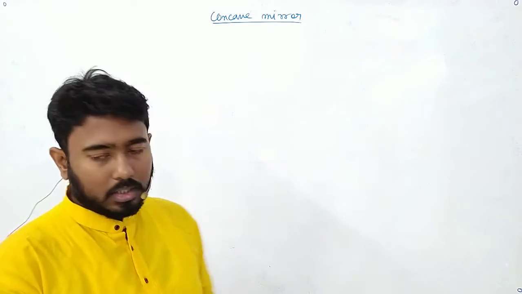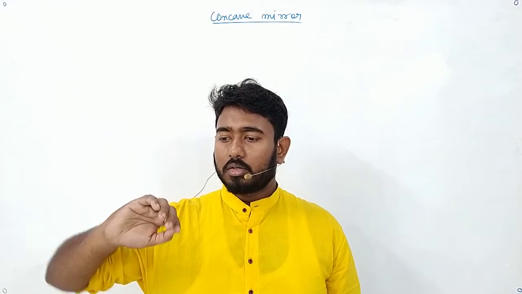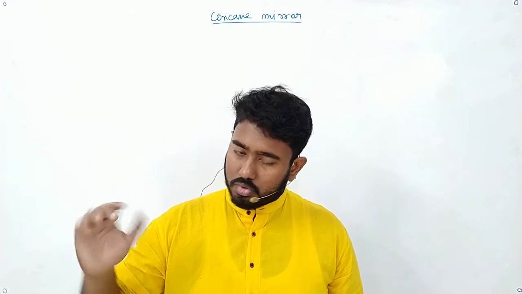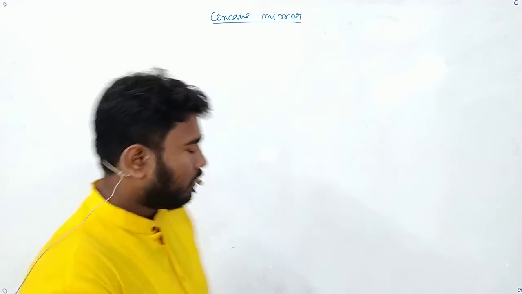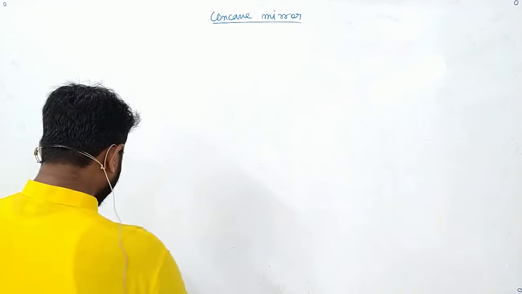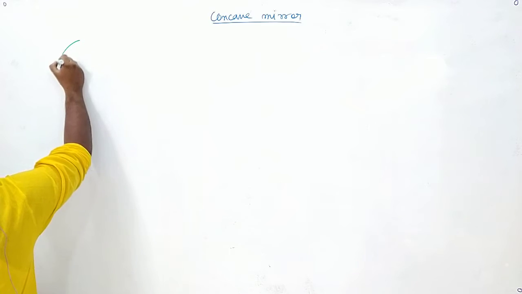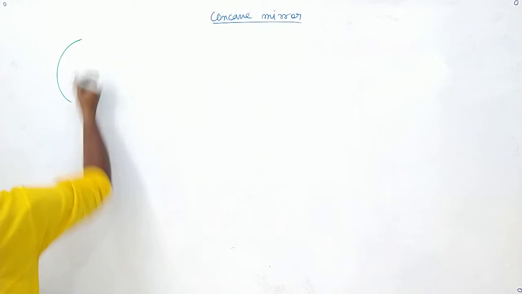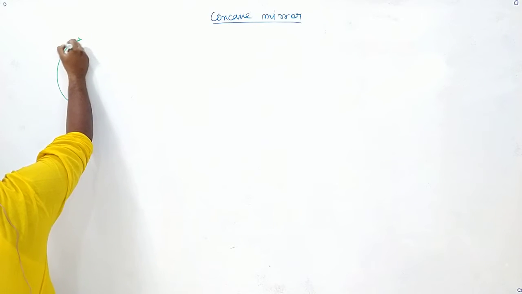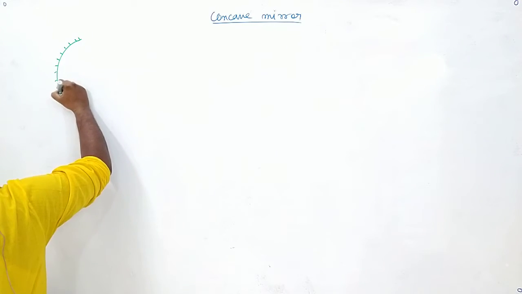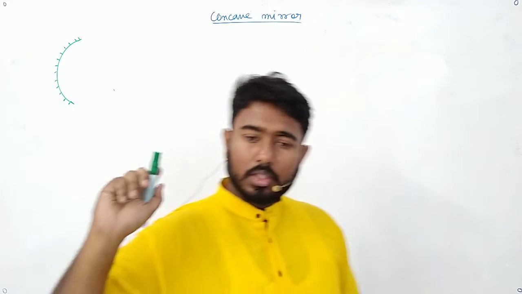Okay, tell me one thing. Concave, cave, that means guha, cave. So the inner side will be reflecting, right? Okay, so for a concave mirror, first we will draw a concave mirror. This is a concave mirror. Now in a concave mirror, the inner side is reflecting.